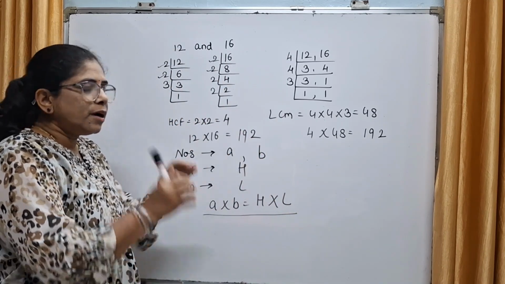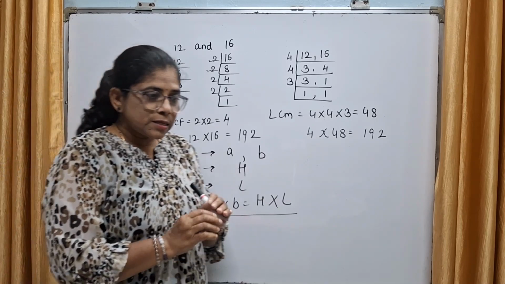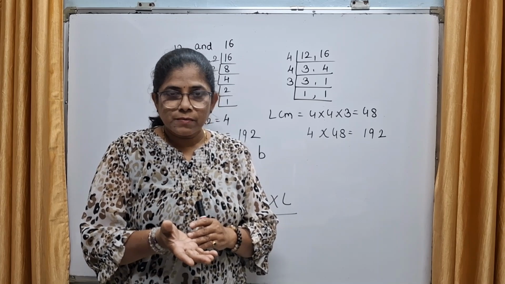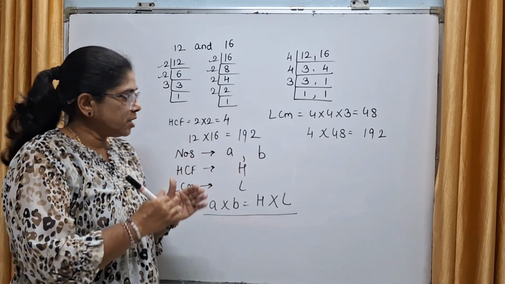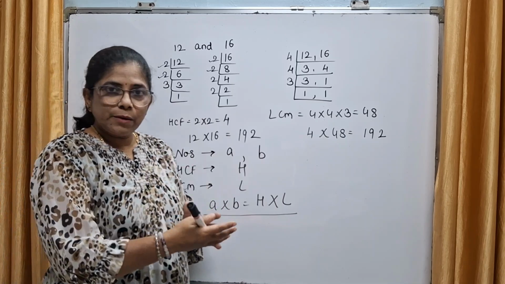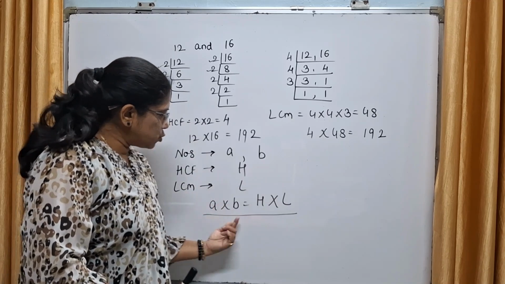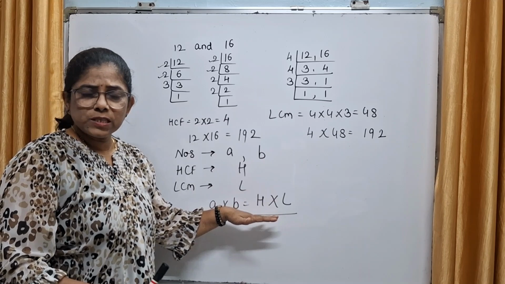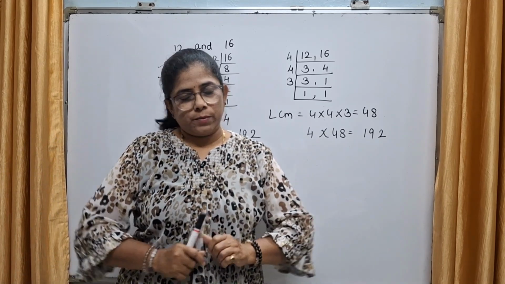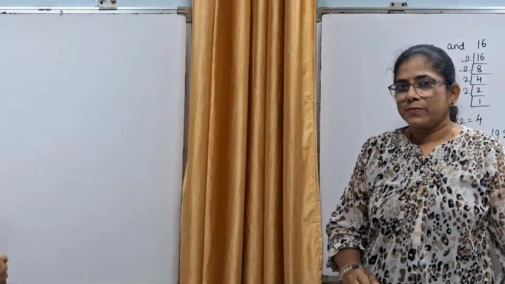Now, there are different types of questions asked based on this. Sometimes they give two numbers and HCF, and ask you to find the LCM. Or they give HCF, LCM, and one number and ask you to find the other number. So we have 1, 2, 3, 4 things here. They may give 3 out of these 4 and ask you to find 1. Okay. We'll start with a few examples.